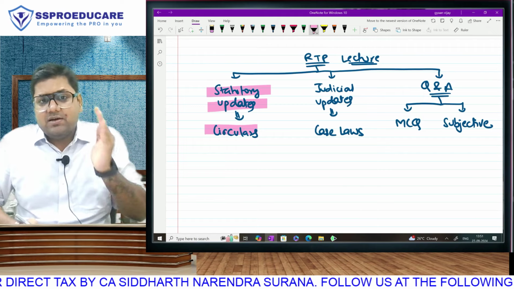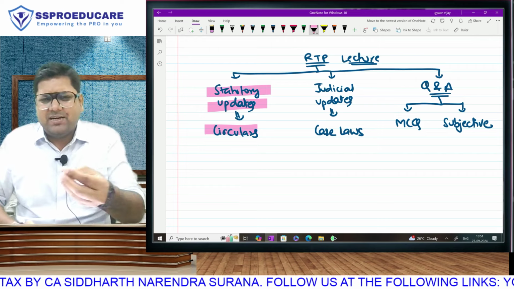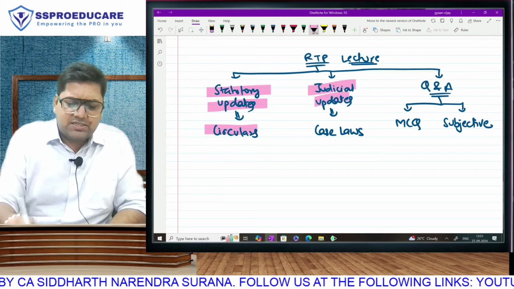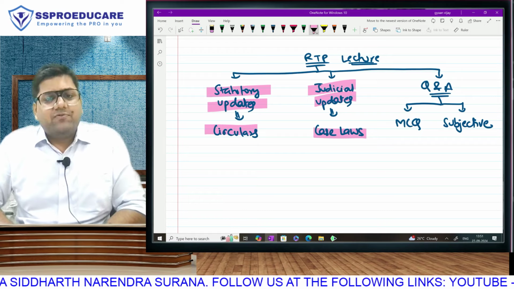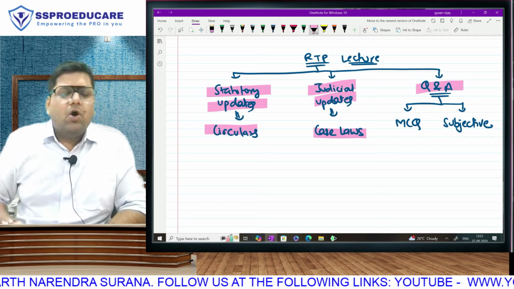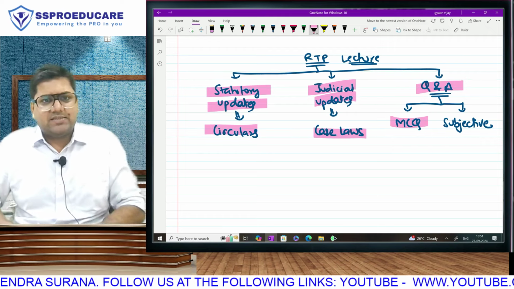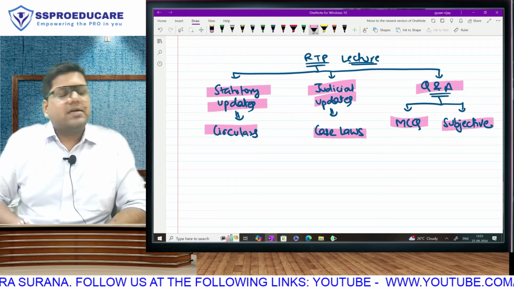Then between the last case law lecture and today, there have been new judicial pronouncements. Hardly 4 or 5 are there, but judicial updates means the new case laws. And finally, ICAI has also released the RTP question answer part. RTP of November 2024 exam contains some MCQs, case study as well as standalone MCQs and some subjective questions.